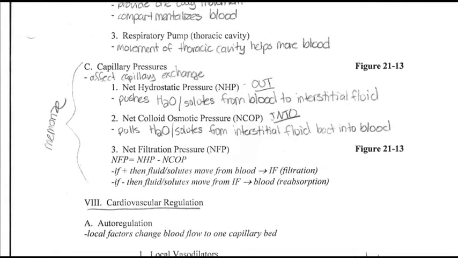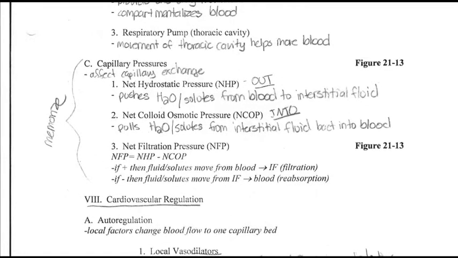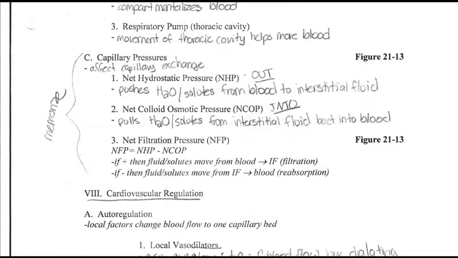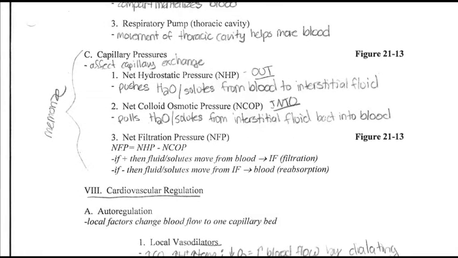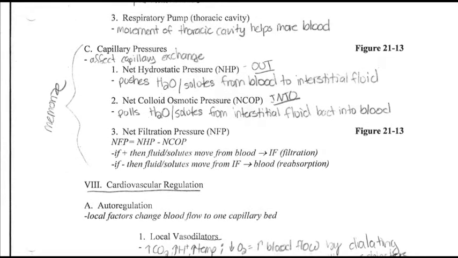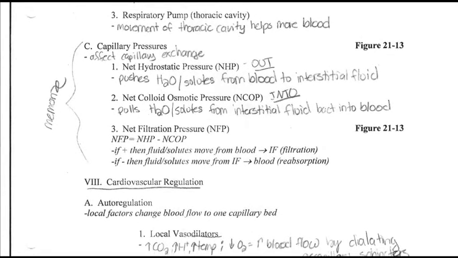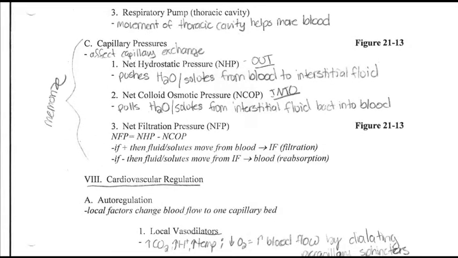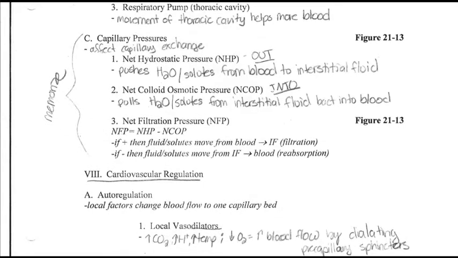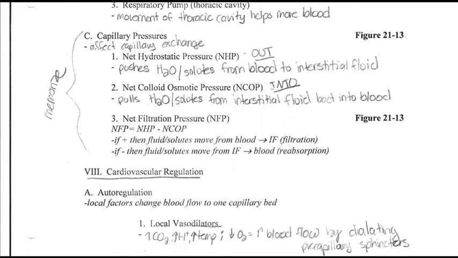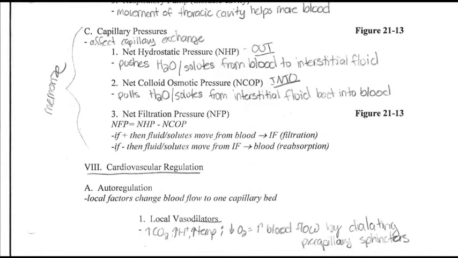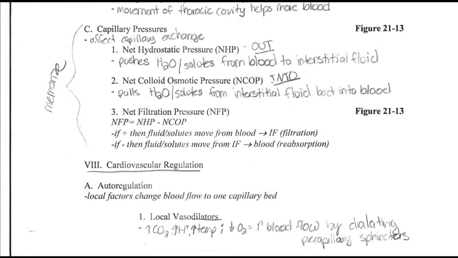Net colloid osmotic pressure pulls water and solutes from the interstitial fluid back into the blood. Net filtration pressure is the net hydrostatic pressure minus the net colloid osmotic pressure. If the net filtration pressure is positive, then fluid and solutes move from blood to interstitial fluid. This is called filtration. If net filtration pressure is negative, then fluid and solutes move from the interstitial fluid back into the blood, and this is called reabsorption.